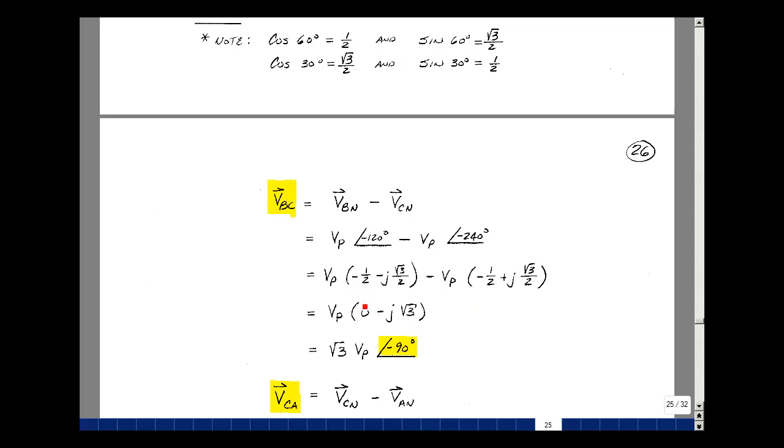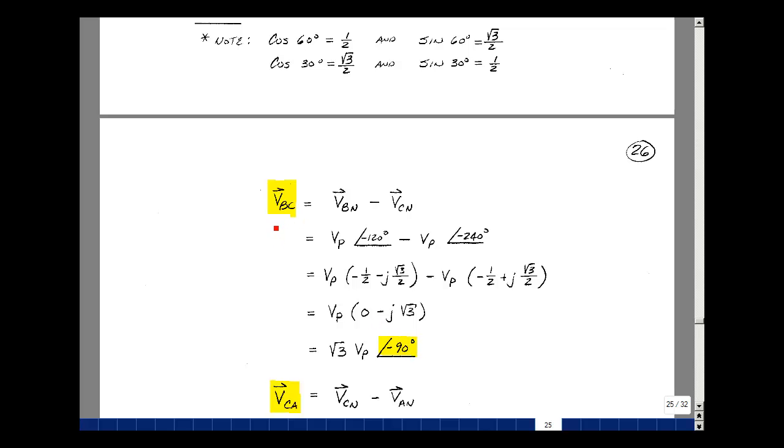Okay, now subtract these two. So I have 1/2 minus a minus 1/2, so I get 0. And then I've got this term minus this term, so I've got that twice. So 1/2 and 1/2 square root of 3 just gives me square root of 3. The magnitude of this is the square root of 3, so times V sub P, and then the angle is just minus 90.